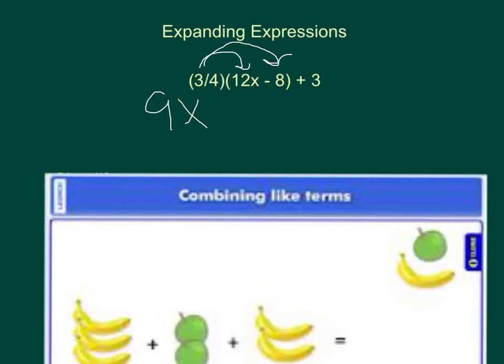Now I distribute the 3/4 to the negative 8. 3/4 of 8 is 6. Therefore, 3/4 of negative 8 is negative 6. And the 3 still tags along, so I want to add the plus 3.